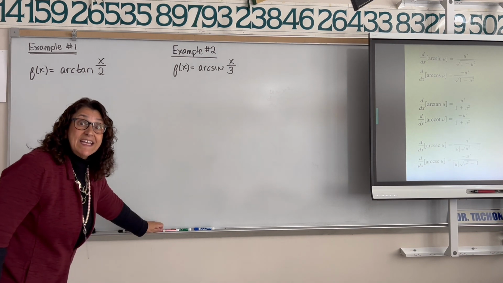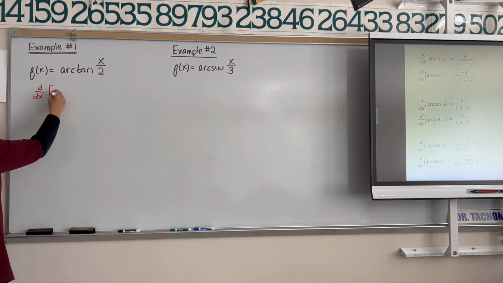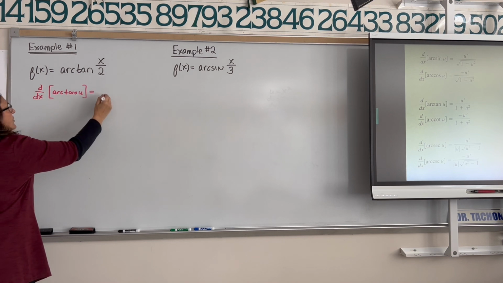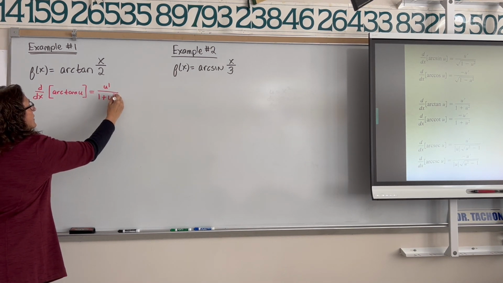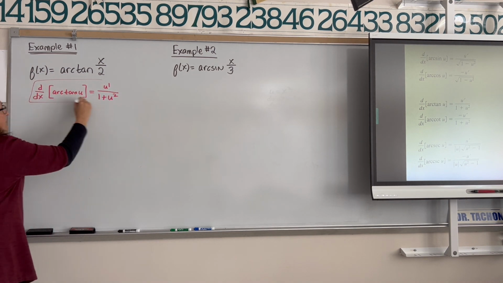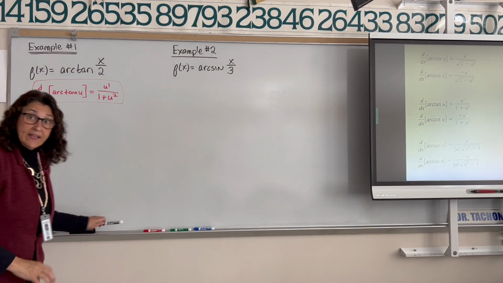So this is an arctangent. How do we find that derivative? Let me just remind us that the derivative of arctangent u is going to be u prime over 1 plus u squared. This is the formula we need to use for this problem. So let's go ahead and see how it works.